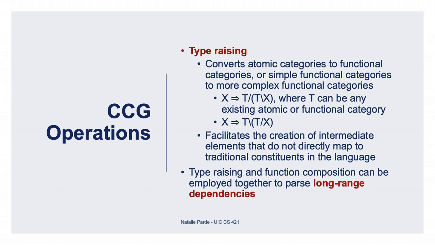Type raising is another useful operation in which you can convert atomic categories to functional categories, or simple functional categories to more complex ones. Basically, you take the original category and convert it to a function that seeks as an argument a function that takes the original category as its argument. Type raising is nice for when you want to represent complex constituents and can create opportunities for more accurate derivations. When combined together with function composition, it is often easier to effectively parse long-range dependencies.